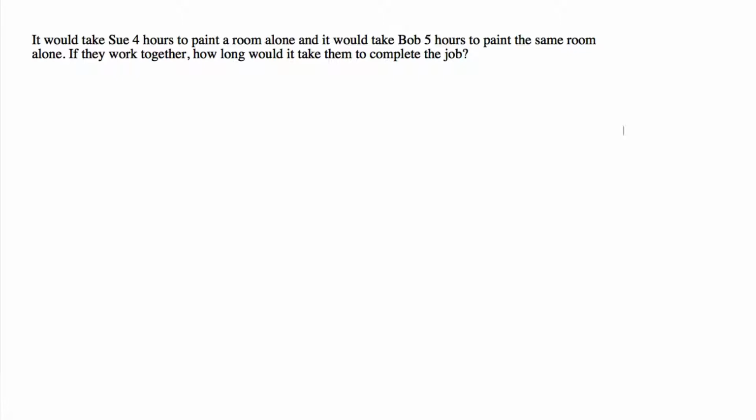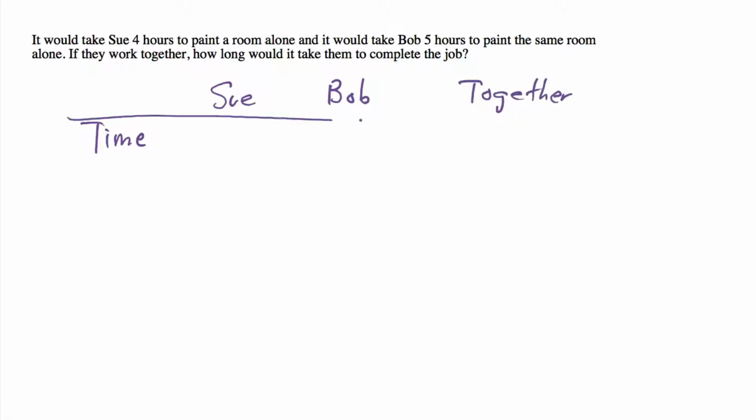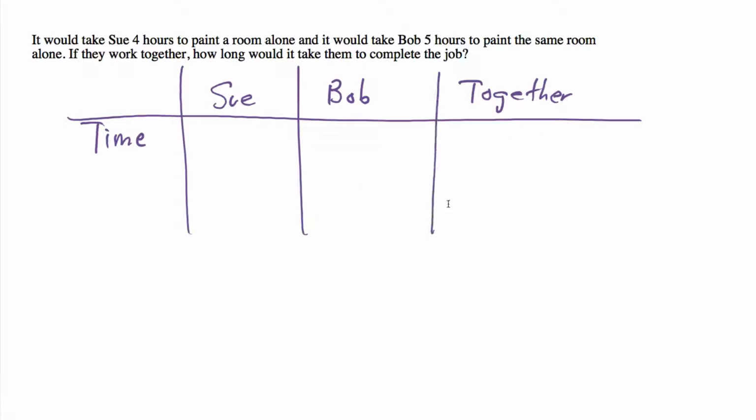All right, this is what we call a rate of work problem. Obviously, if Sue and Bob paint the room together, it's going to take them less time than any one of them working alone. So let's just try to sort out what's going on here. We have the time to paint the room by Sue and Bob, and then we're going to look at them doing it together. What do we know? What do we not know? All right, so I'm just trying to sort the information out.